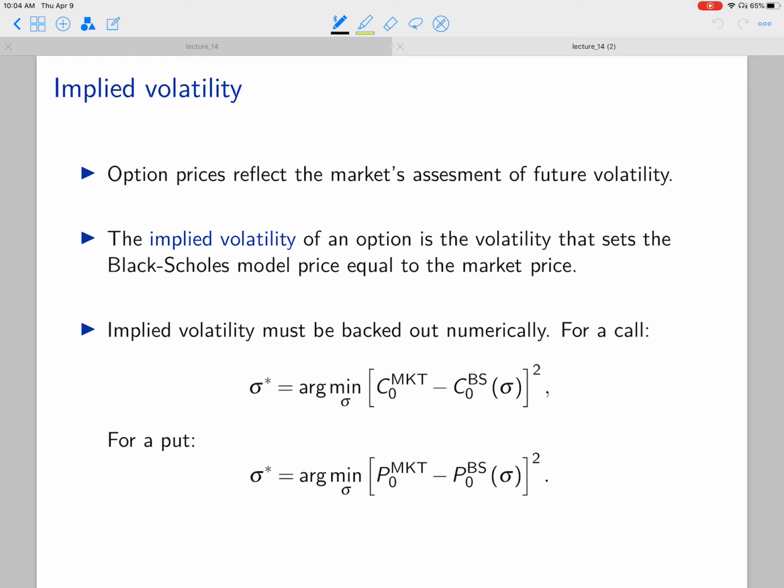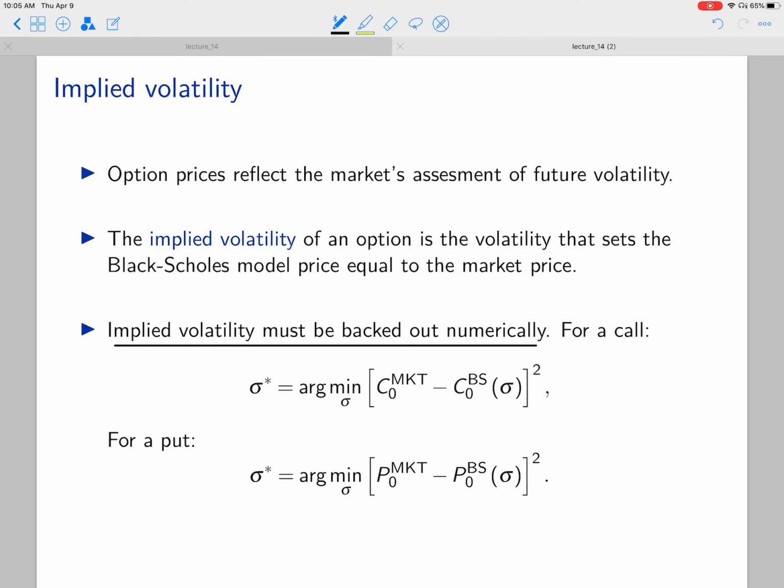The implied volatility of an option is the volatility that sets the Black-Scholes model price equal to the market price. More succinctly, it's the volatility that is implied by the market price. You invert the market price to tell you what the volatility is that the market is expecting. The way you solve for this is through no simple formula like the Black-Scholes call and put prices. Instead, what you need to do is use an iterative numerical procedure.